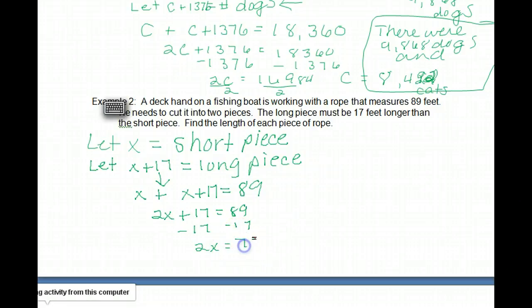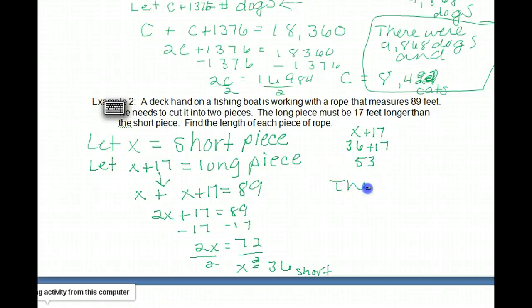2x equals 72. Divide both sides by 2, and x equals 36. Now remember, x represented the short piece. We can now use that piece of information to help us find the longer piece of rope. So x plus 17 was the expression that we wrote to find the long piece of rope. So 36 plus 17 gives us 53.